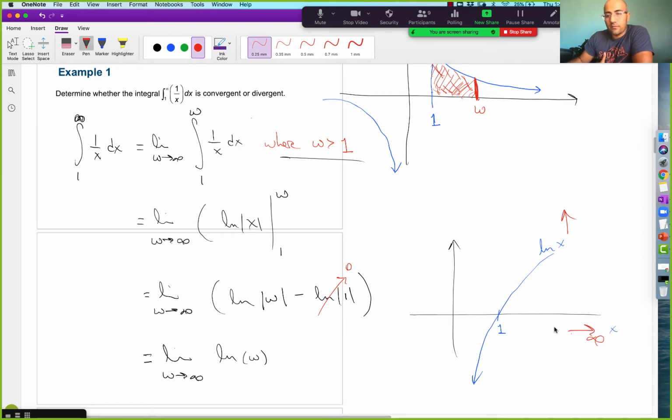As the input goes out to positive infinity, the larger that input goes, the output goes up to positive infinity. So this whole thing just goes out to positive infinity. It grows without bound. It just keeps growing and growing and growing. Good. And because this was not equal to some finite number, it diverges. So this integral diverges.